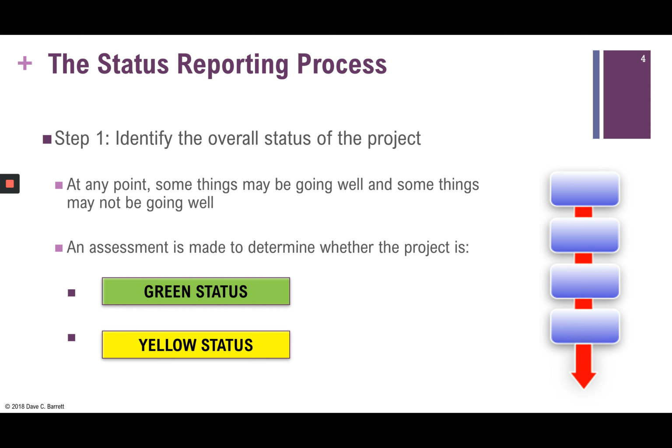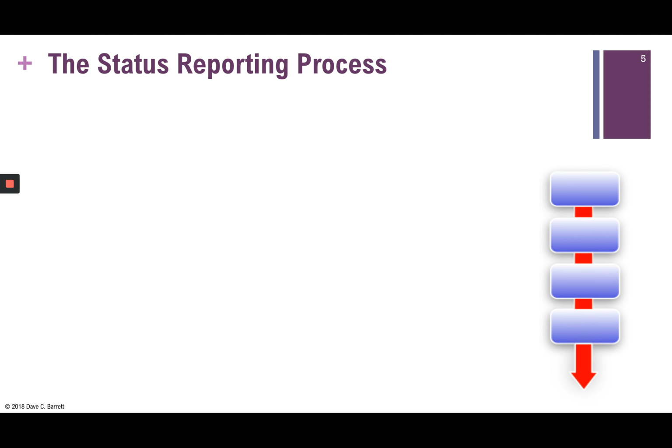A yellow status means that there's caution. We may be falling a little bit behind schedule. We might be going a little bit over budget. There may be issues on the horizon, but it's recoverable. Red status means that we are in trouble, that there are serious problems forming, perhaps we're way behind schedule, way over budget, or there may be significant issues. So this green, yellow, red status designation is very important to provide the overall context for the status report.